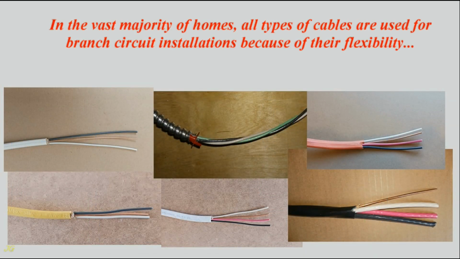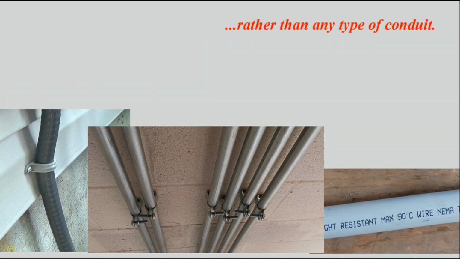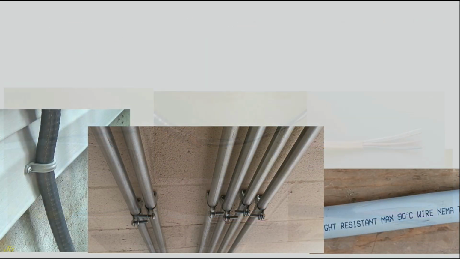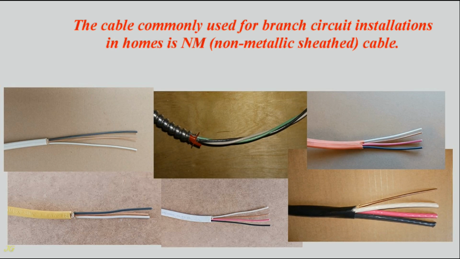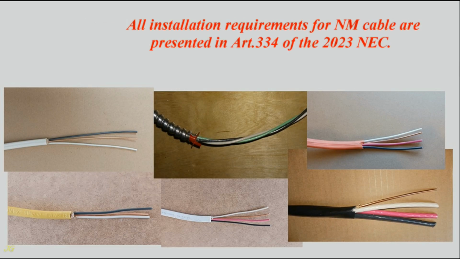In the vast majority of homes, all types of cables are used for branch circuit installations because of their flexibility, rather than any type of conduit. The cable commonly used for branch circuit installations in homes is NM, non-metallic sheathed cable. All installation requirements for NM cable are presented in Article 334 of the 2023 NEC.